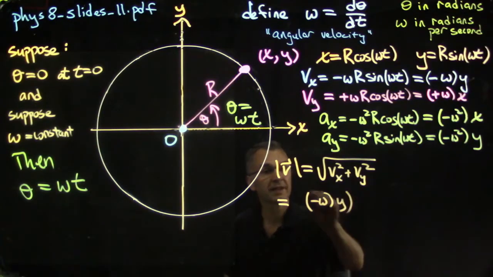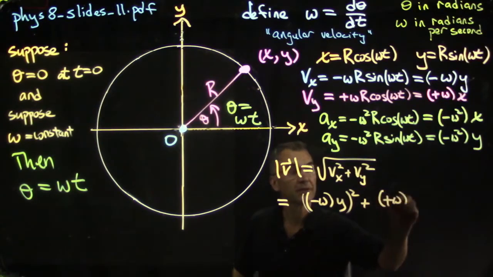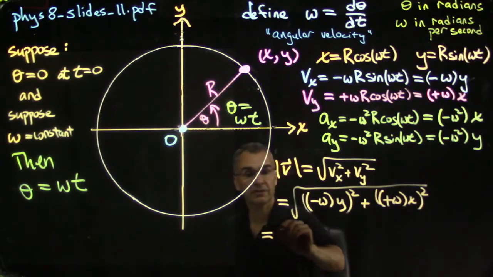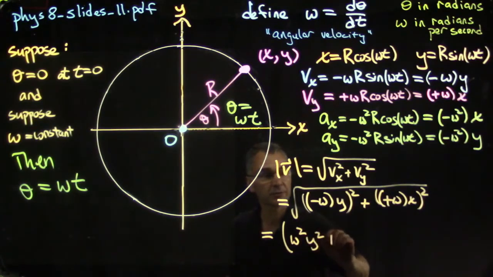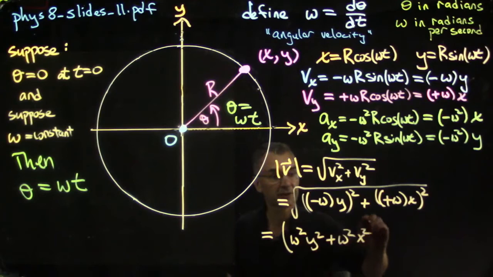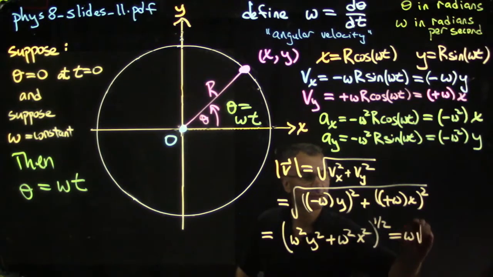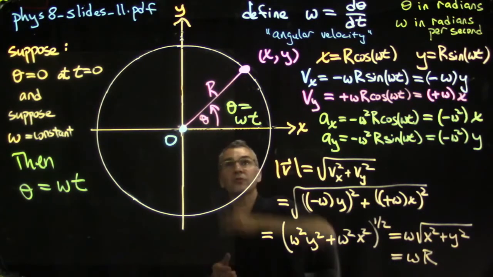We'll take that whole thing squared. And vy is plus omega times x. We'll take that whole thing squared, and then we'll take the square root. So inside the square root, we have omega squared y squared plus omega squared x squared, and then there's a square root of all that. So this is omega times the square root of x squared plus y squared, and that is omega r, since the square root of x squared plus y squared is just the radius.